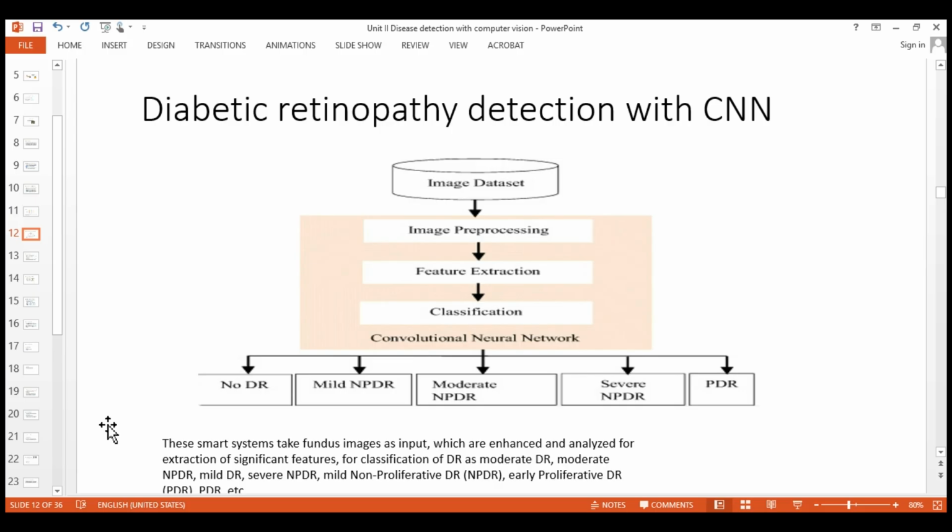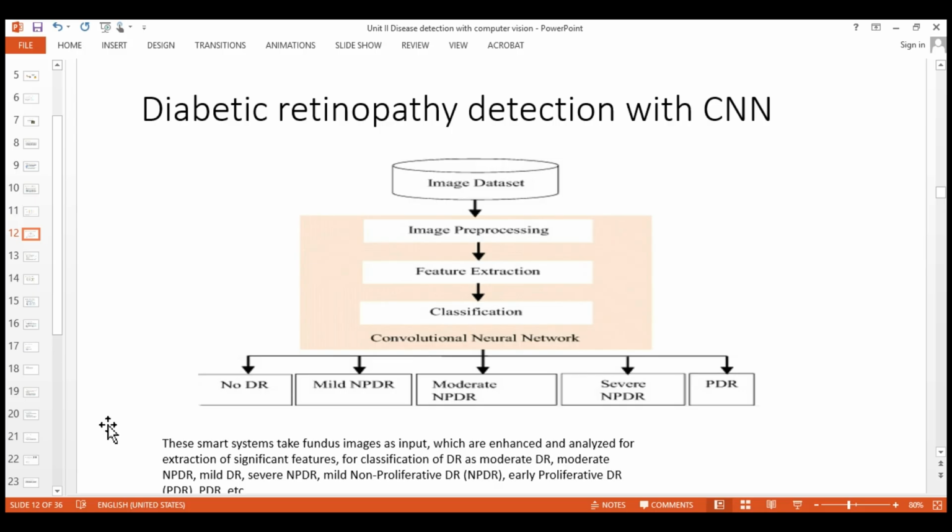So let us come back to diabetic retinopathy and how it can be detected with the convolution neural network. So we need a data set. All AI models require a huge number of data sets before they can give any useful information. So the images cannot be directly used, they have to be pre-processed. Whatever image is given, it has to be pre-processed. This is called image pre-processing.